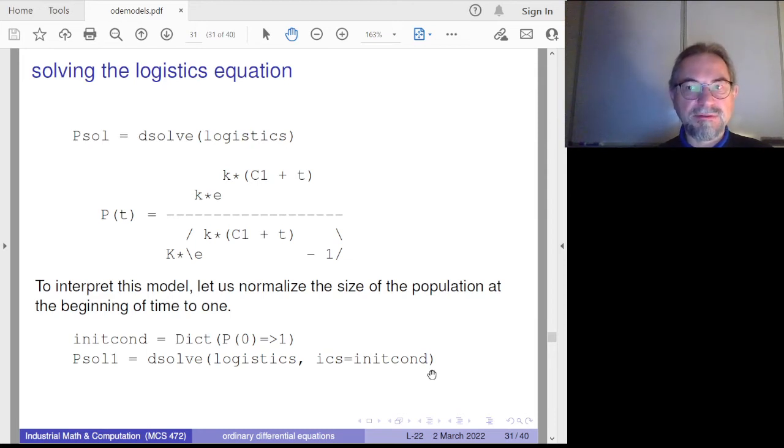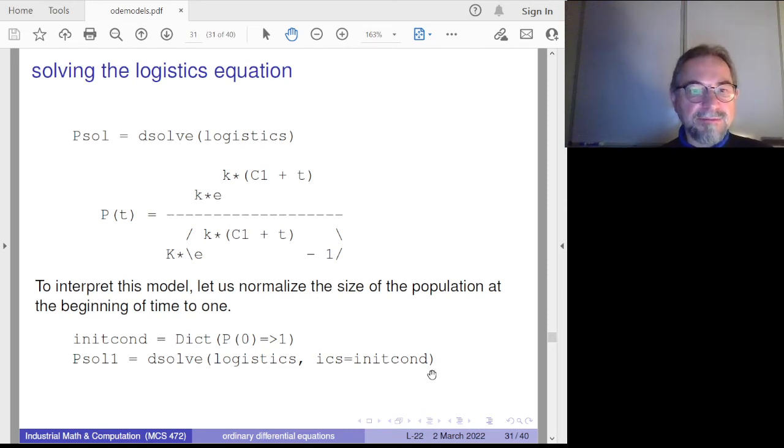But let's soldier on. So we have to interpret this model. Assume now, and we can always make that assumption, that whatever we measure our population with, let's say at the beginning of time that was 1. So if our population was, say, 1 million at the beginning of time, well, let's say that will be our 1.